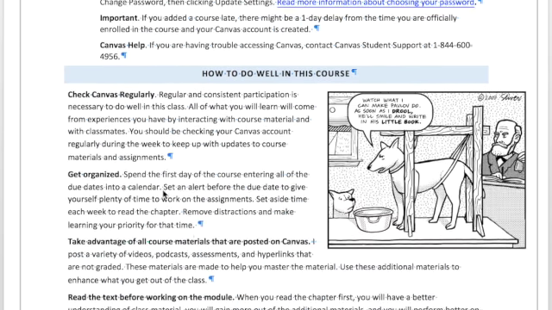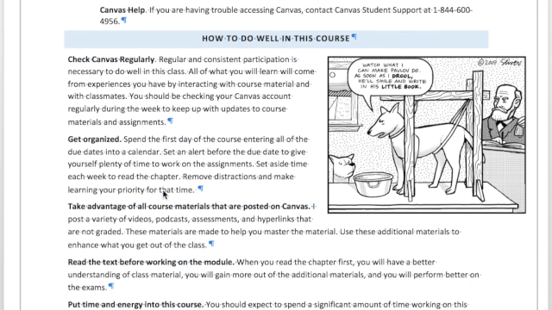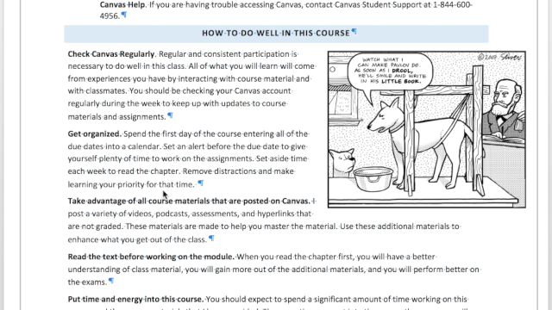Please next read over how to do well in this course. This course does require that you are checking weekly. Assignments are due multiple times during the week, usually on Thursdays and Saturdays. So please put all those due dates into your calendar, on your phone or somewhere else. It'll help you to stay organized.